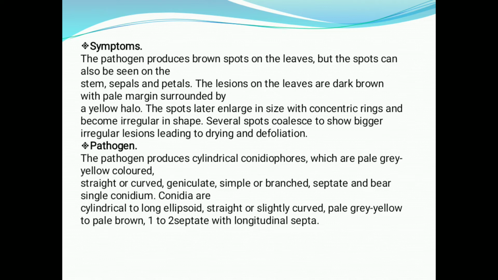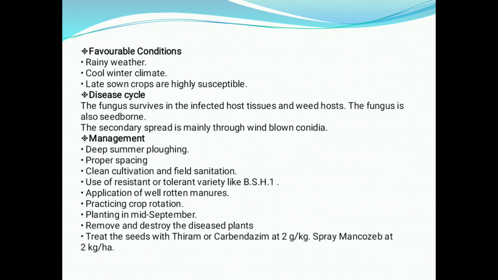The pathogen produces cylindrical conidiophores which are pale grey-yellow colored, straight or curved, geniculate, simple or branched, septate, and bear a single conidium. Conidia are cylindrical to long ellipsoidal, straight or slightly curved, pale grey-yellow to pale brown, 1 to 2 septate with longitudinal septa. Favorable conditions: rainy weather and cool winter climate; late sown crops are highly susceptible.